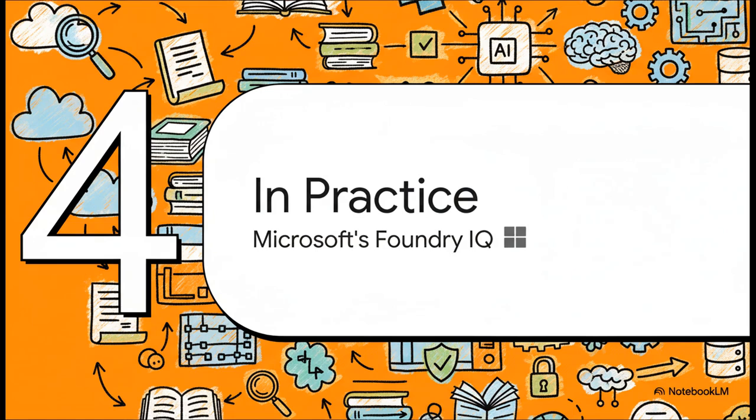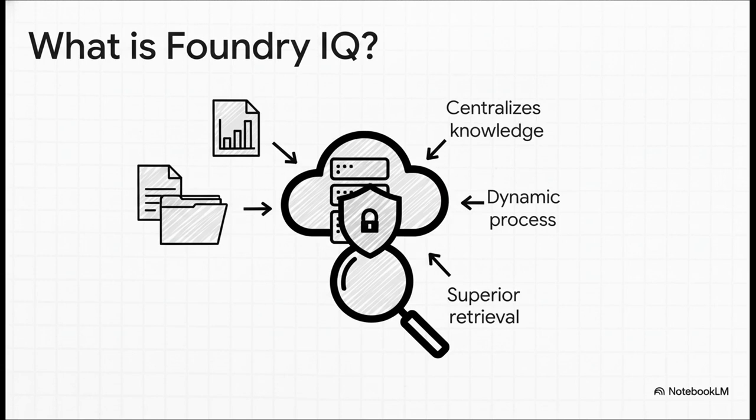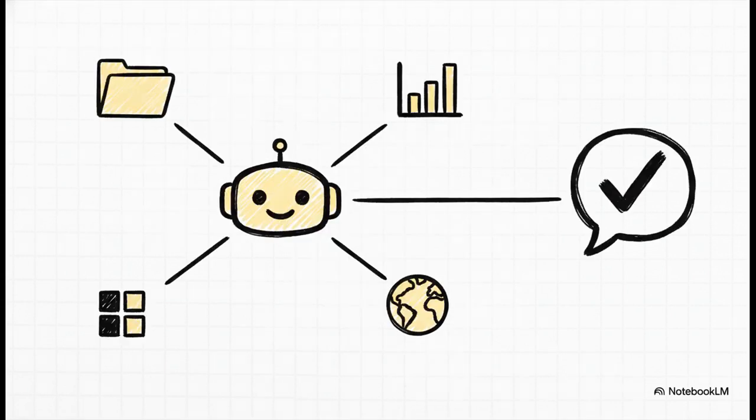Okay, so that's all the theory. Let's see how this actually works in the real world. And a fantastic example of RAG in action is a system from Microsoft called Foundry IQ. So what is this thing? Well, Foundry IQ is basically an enterprise-level RAG system. It brings all of your company's knowledge into one central place, it uses incredibly powerful search tech to find the right info, and, this is a huge deal for any business, it completely respects all your existing data security and user permissions.